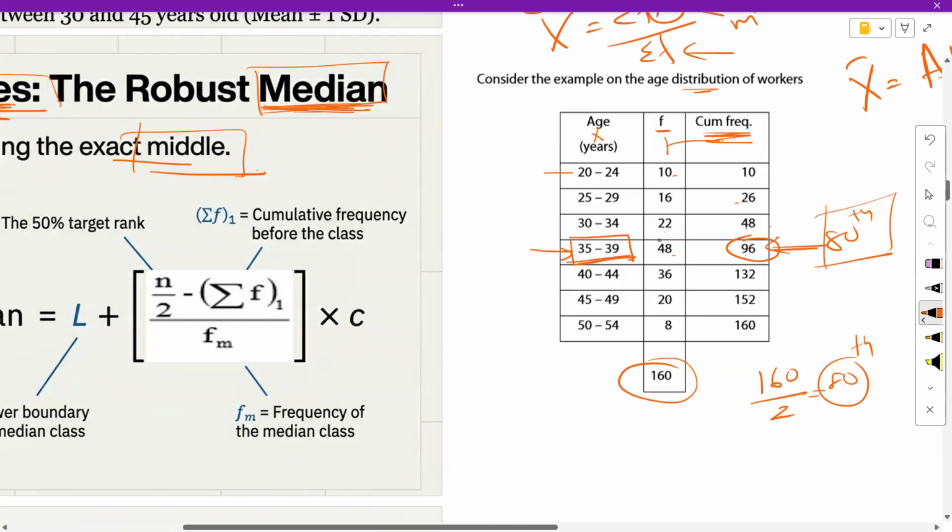Now we have located the median class, but we want to know the exact age in this class. There are 48 employees here, and we don't know whether the age is 35, 36, 37, 38 or 39. We don't know, but we have to find it. So there is a formula, a way to calculate this.